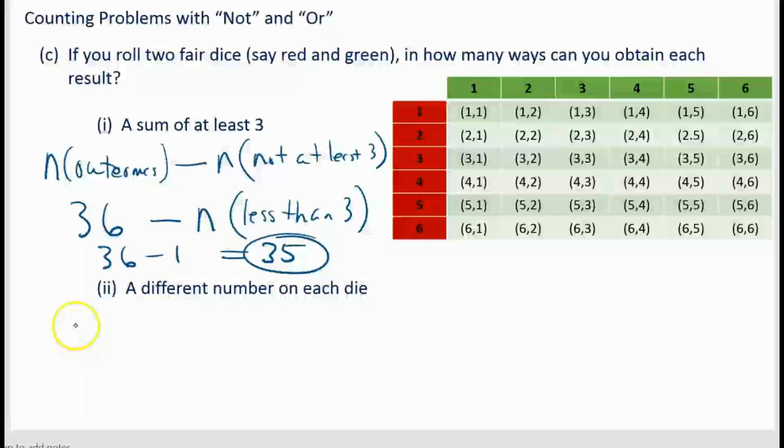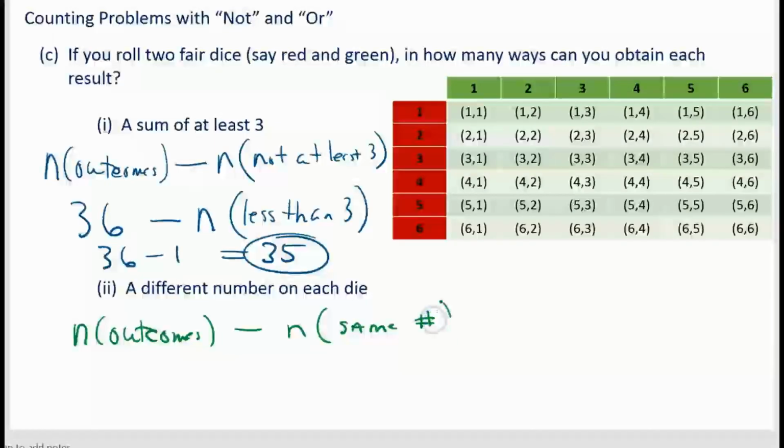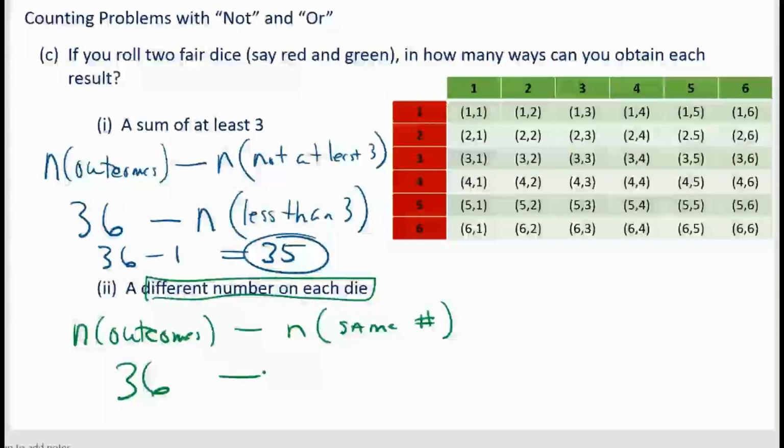If we have the number of outcomes, this is total, minus the number of the same number, right? If we know how many we have total, and then we do the complement of a different number on each side. Well, what's the complement of a different number? The same number on each die, right? And so the number of outcomes is still 36. The number of outcomes for rolling a red and a green die, or whatever, 2 separate dice, or a pair of dice, is always 36.